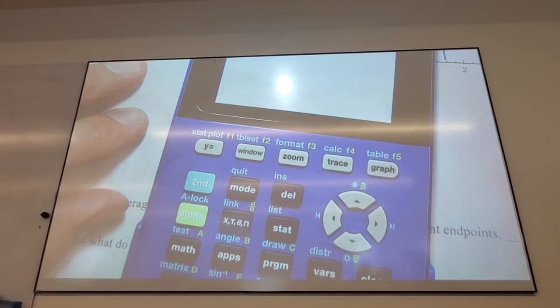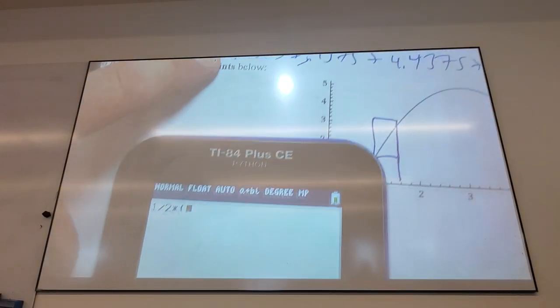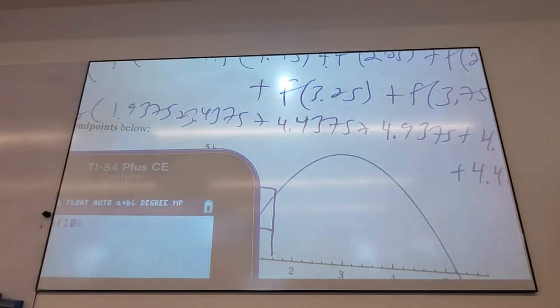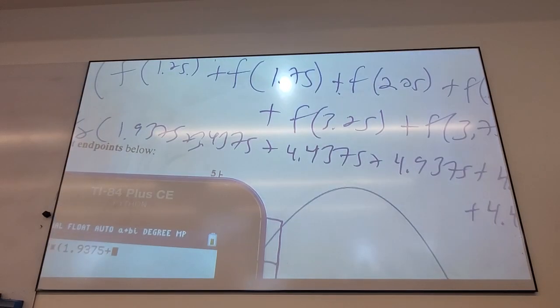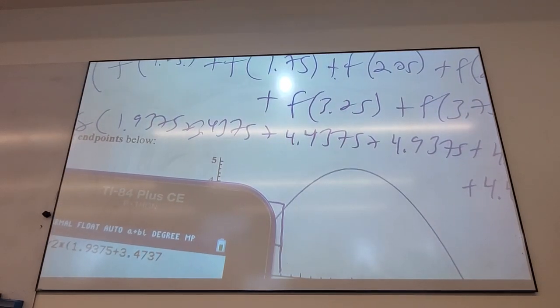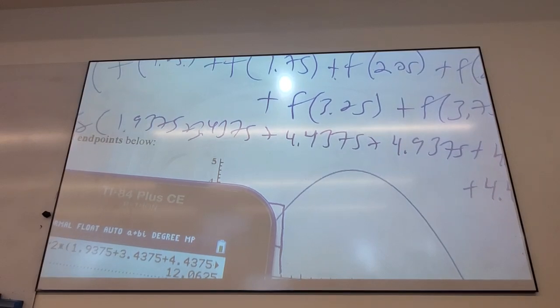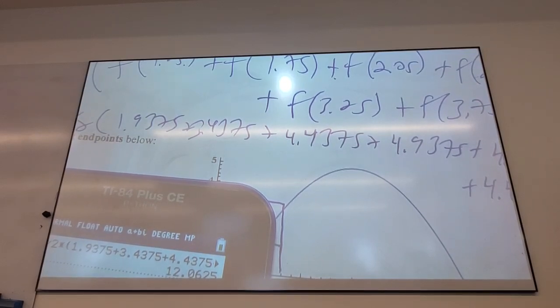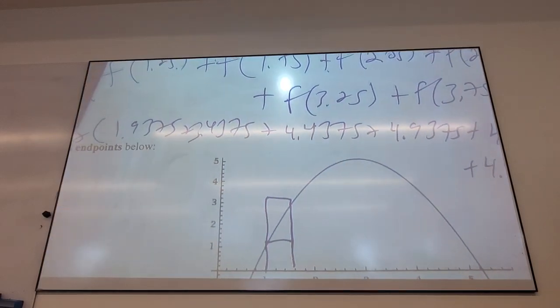So I'm going to do 1/2 times all this stuff. 1.9375 plus 3.4375 plus 4.4375 plus 4.9375 plus 4.9375, that's the turn of the parabola, and plus 4.4375. You get 12.06. So it's just slightly over. But do you agree with me that's closer to the right answer? Like David said, 12 is the right answer.